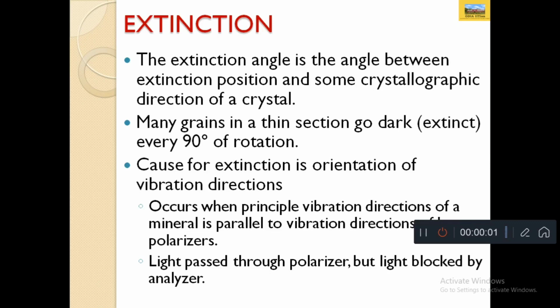Now moving toward another optical property, that is extinction. The extinction angle is the angle between the extinction position and some crystallographic direction of a crystal. Many grains in a thin section go dark, that is extinct, in every 90-degree rotation. The cause for extinction is the orientation of vibration direction. It occurs when the principal vibration direction of a mineral is parallel to the vibration direction of the lower polarizer. In this case, light passes through the polarizer but is blocked by the analyzer, that is, it goes dark.